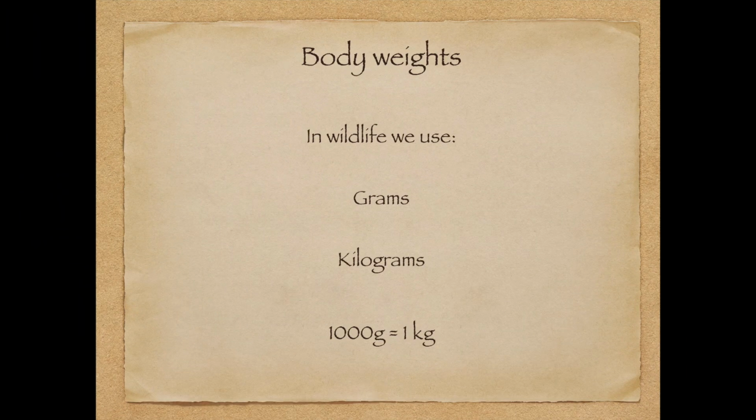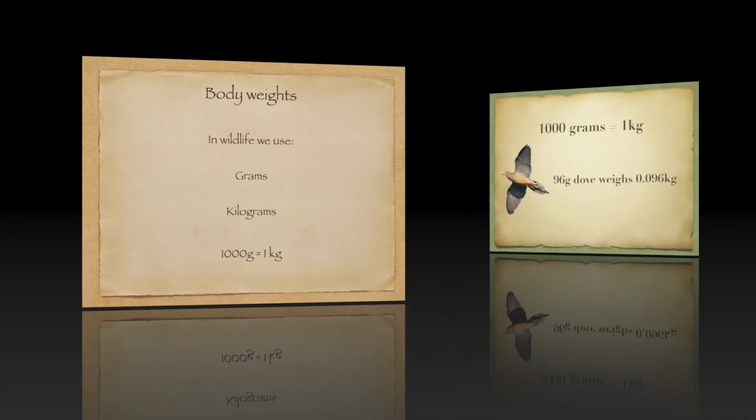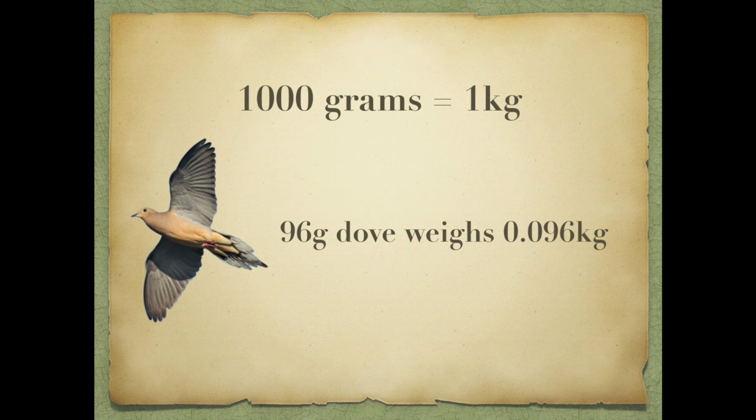Let's start with body weights. In wildlife, we do not use pounds or ounces. We use grams and kilograms. There are 1,000 grams in 1 kilogram. So as a brief example, if I wanted to know how many kilograms my 96-gram dove weighed, I would divide by 1,000. My 96-gram dove would weigh 0.096 kilograms.